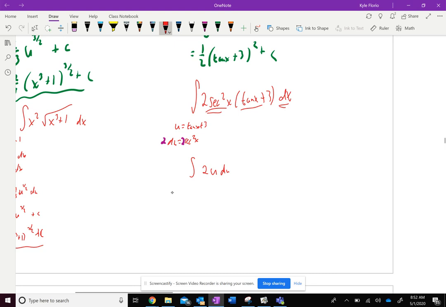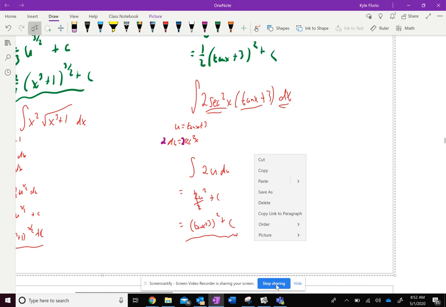And then from here, let's go 2u squared over 2 plus c. And I believe the 2's will cancel out, and I'm going to get u squared plus c. And u again is tangent x plus 3. So see how you did on those. We'll do a couple more examples and then maybe some practice problems for homework.